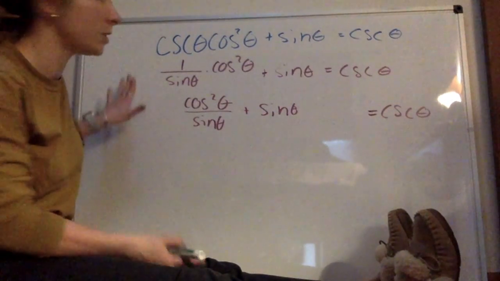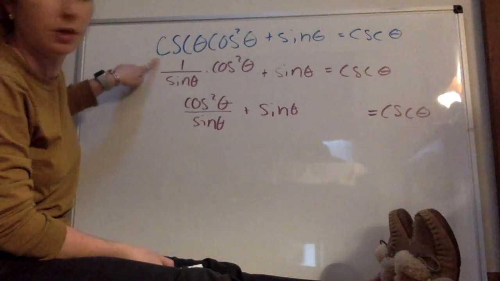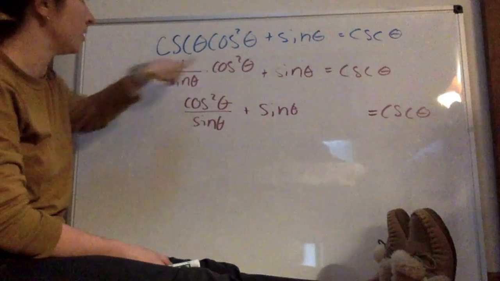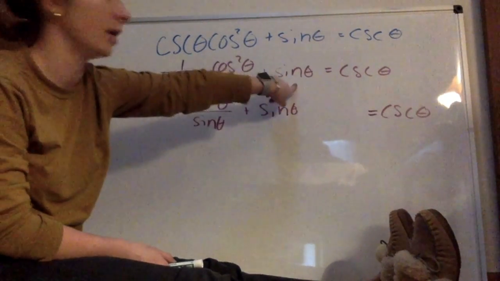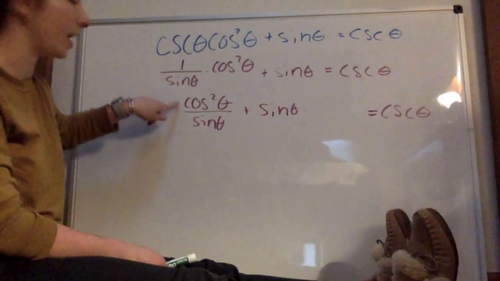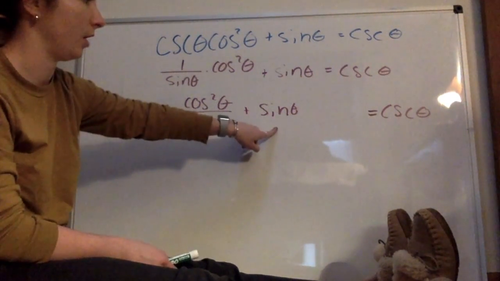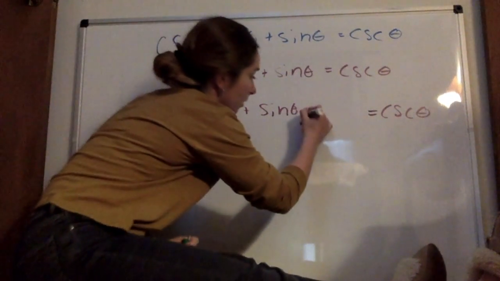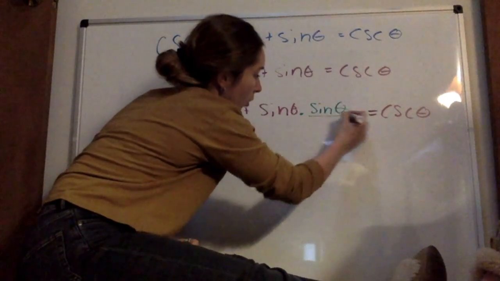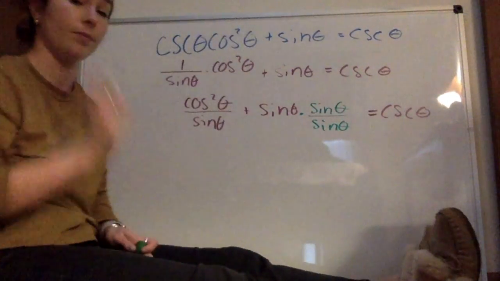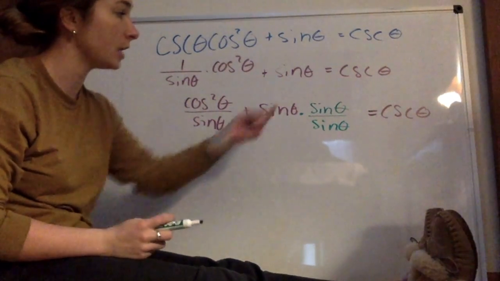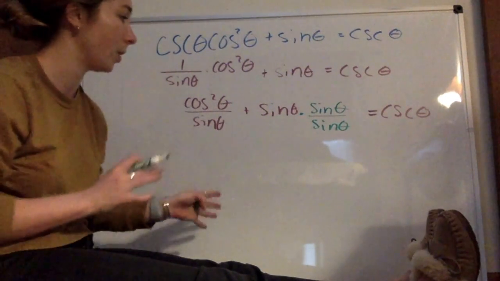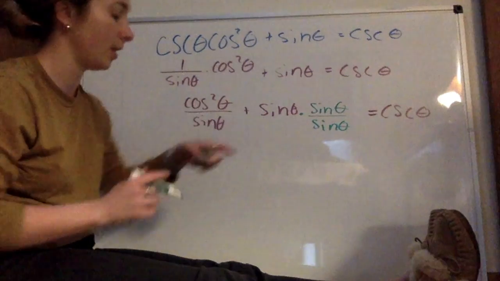Okay, so these are my first two steps. I changed cosecant of theta to just be 1 over sine of theta by its reciprocal property. So I have 1 over sine of theta times cosine squared plus sine of theta. And then I just multiply these two together. So I have cosine squared theta over sine theta plus sine theta. Now what I'm going to do is multiply by sine theta over sine theta, and I can do that because sine over sine is just 1. So I don't have to multiply to the whole thing, I'm just multiplying it to the plus sine theta.